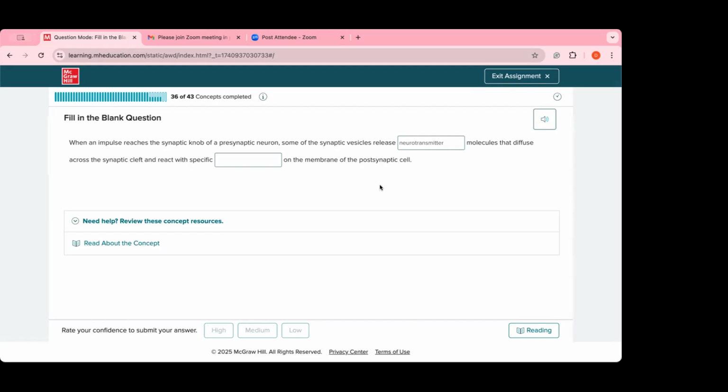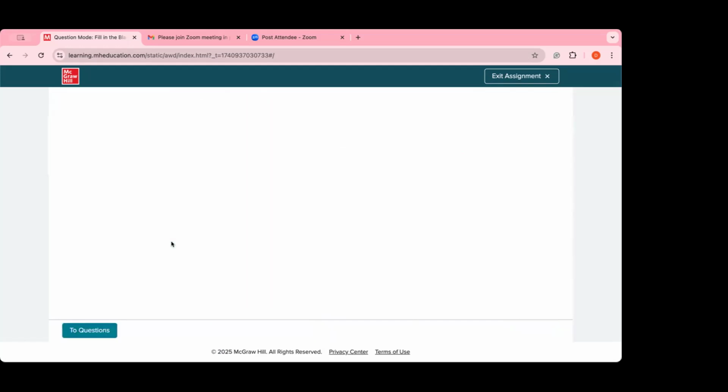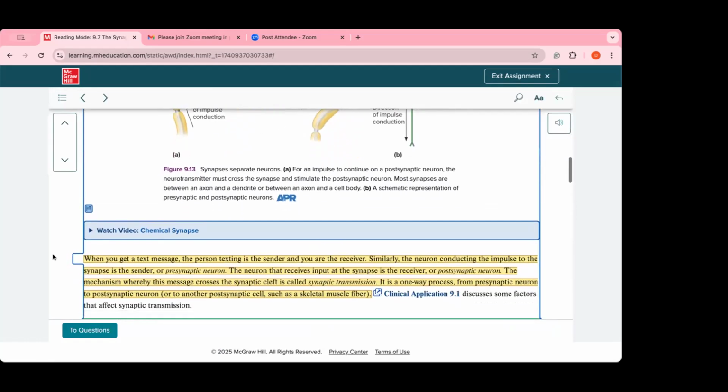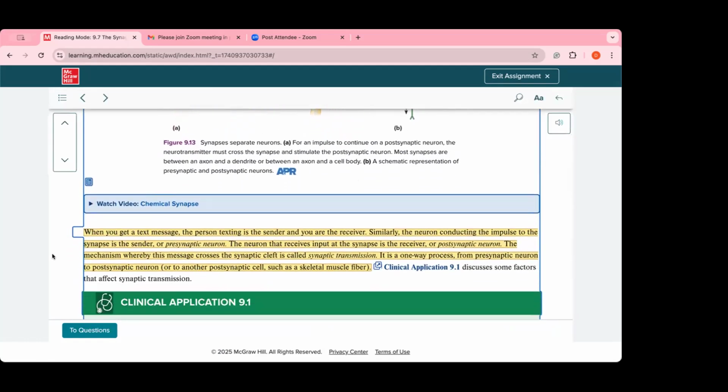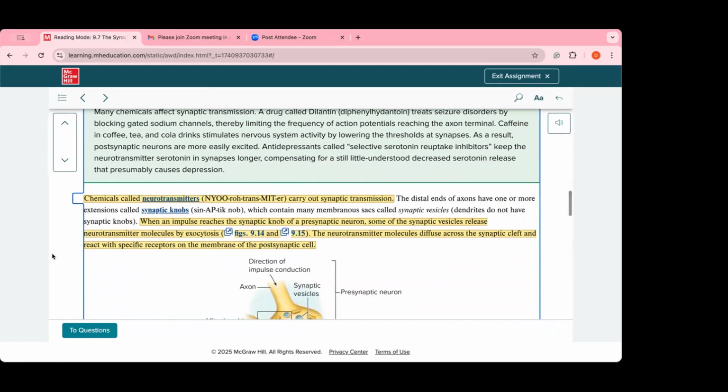Okay, let's go back to the book again. Specific blank on the membrane. Go under the clinical application green part. React with specific receptors on the membrane. So they want receptors there of the postsynaptic cell. So go to the, it's receptors is the next part of it.